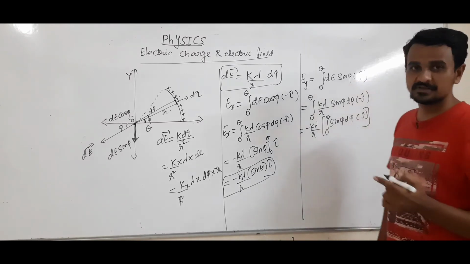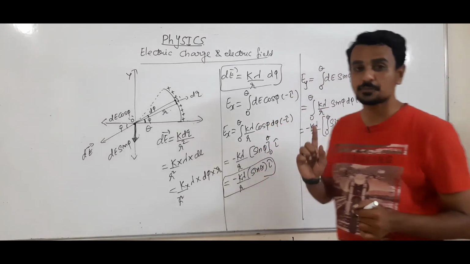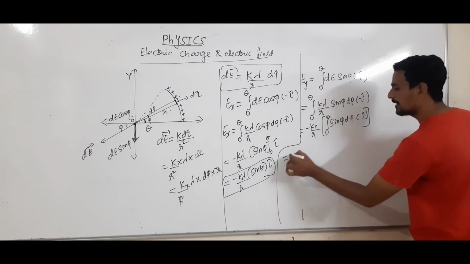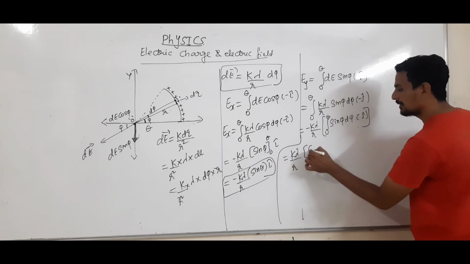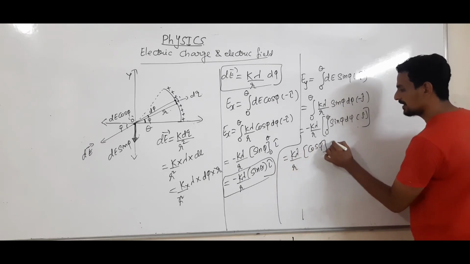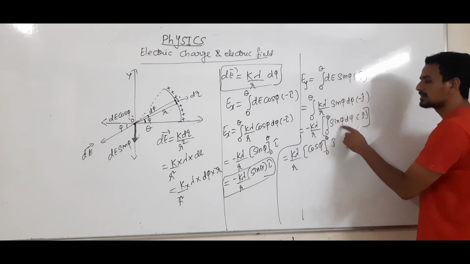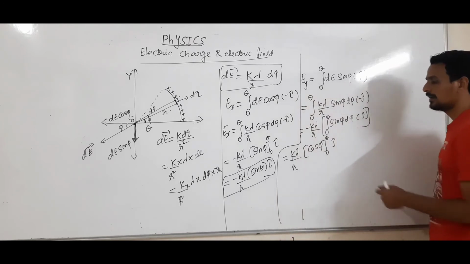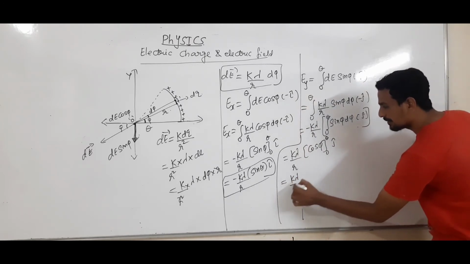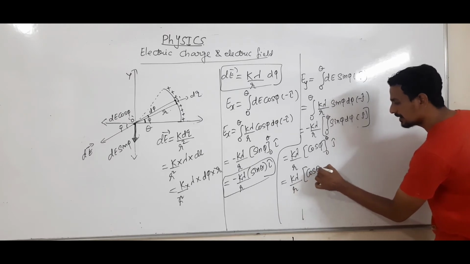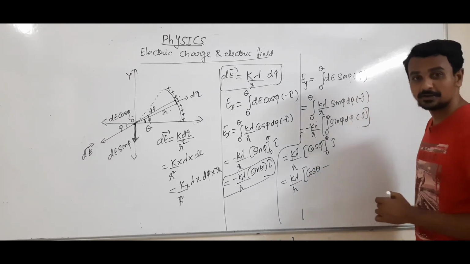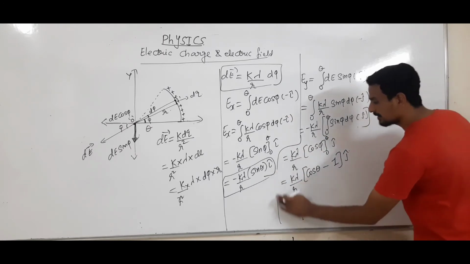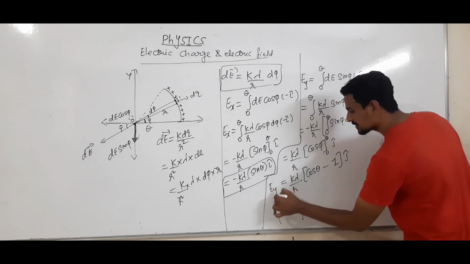What is the integration of sin phi? Integration is minus cos phi. So this minus and minus will become plus. So it is finally k lambda by r cos phi j caret, from 0 to theta. See, integration of sine is minus cos, this minus and this minus will become plus. Okay, now apply the limit. So this is k lambda by r times cos theta minus cos 0. Now cos 0 is 1, so you need to apply both the limits, upper limit and lower limit. This is your y component of electric field.